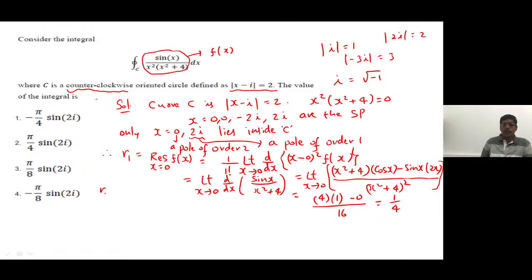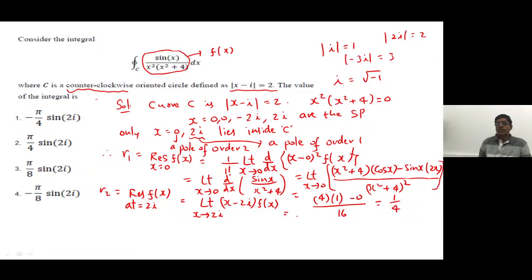Now R2. Let R2 be denoted by the residue of the integrand f of x at x is equal to 2i. 2i is a pole of order 1. So how do you calculate? Limit, directly, x tends to a, that is the pole, of (x minus a) into f of x.